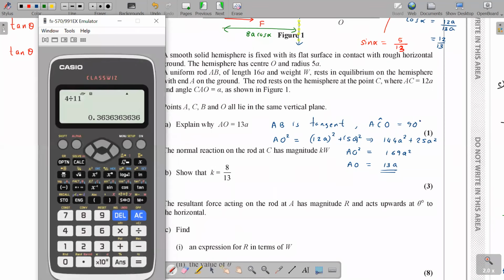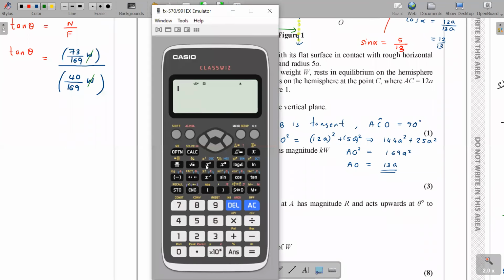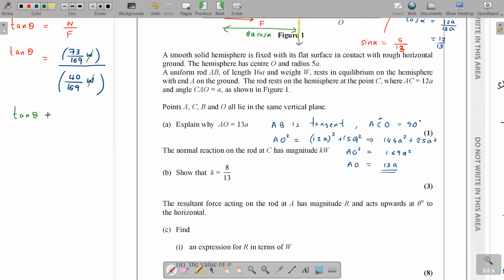So it's a matter of typing. You could just give the normal division also. You don't need to type like this. You could just give the normal division mark and do it. 73 over 169 divided by 40 over 169 gives us 73 over 40. So tan theta is 73 over 40.